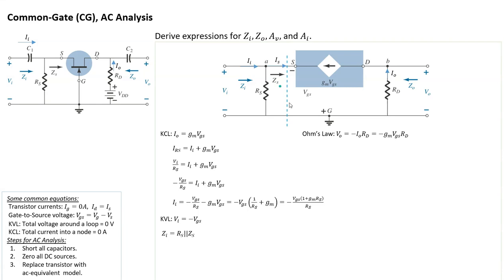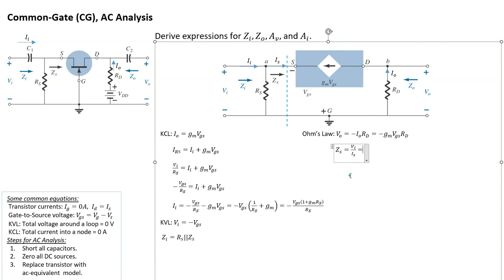So as I said, ZS is going to be using Ohm's law. So I'm going to continue from here. ZS, all right, is R equals V over I. So V is VI over I, and I is IS. Okay, so we know what VI is. VI is just simply negative VGS. So let's put that down. But now, what is IS?